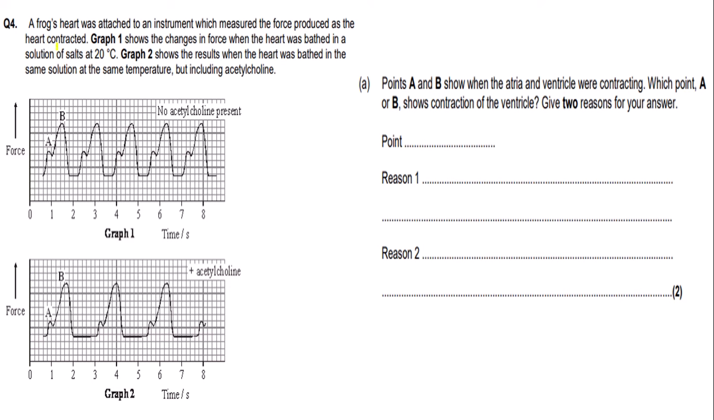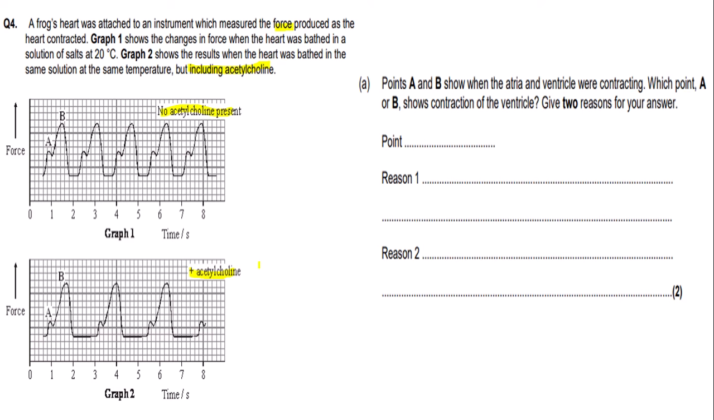A frog's heart was attached to an instrument which measured the force produced as the heart contracted. Graph 1 shows the changes in force when the heart was bathed in a solution of salts at 20 degrees Celsius. Graph 2 shows the results when the heart was bathed in the solution at the same temperature but including acetylcholine. So here we have both graphs measuring heart rate, with time in seconds and the force. Graph 1 is when no acetylcholine is present, but graph 2 is when we have acetylcholine. So let's look at the question.